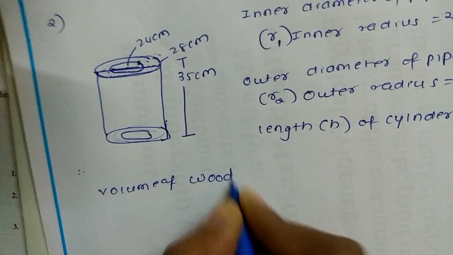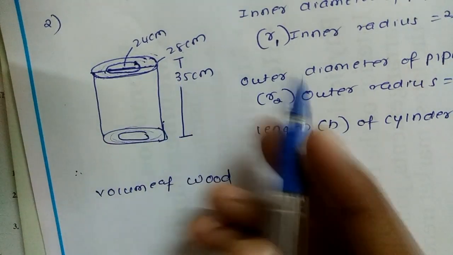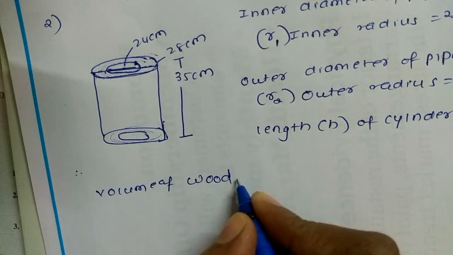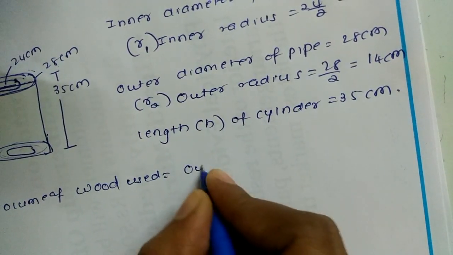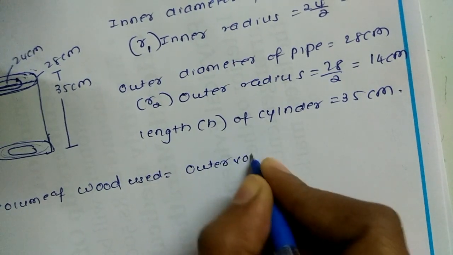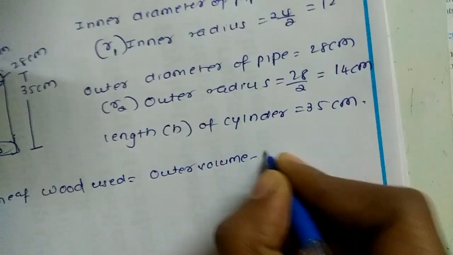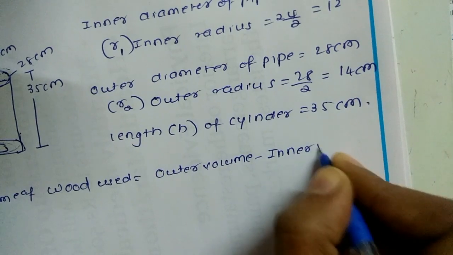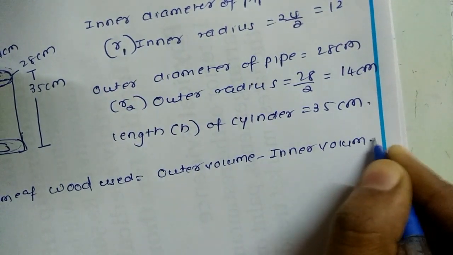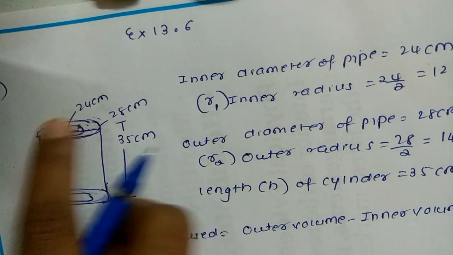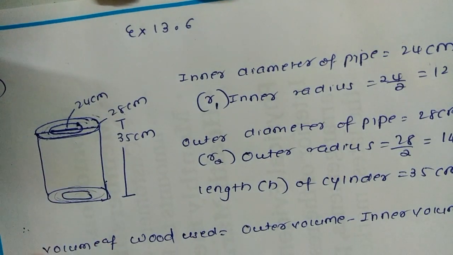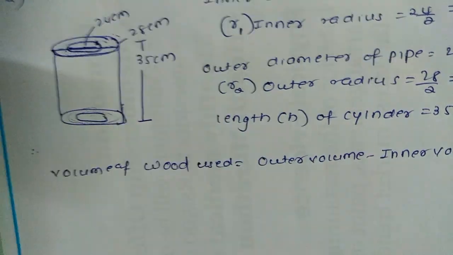Now here we'll start: volume of wood used. To form this cylinder they have used wood. So the volume of wood used will be equal to outer volume minus inner volume. That way we will get only the volume of this wood, not the hollow volume. We don't want the hollow volume, only this wood volume, so we'll come to know the mass of the wood.